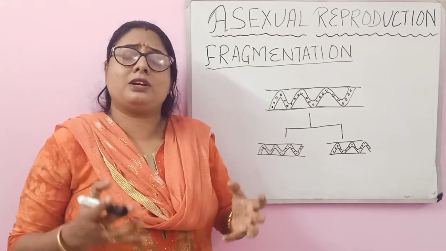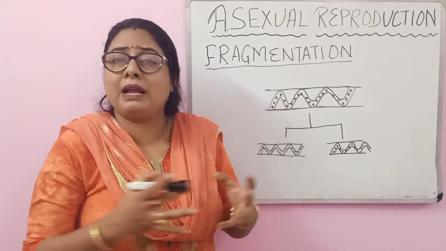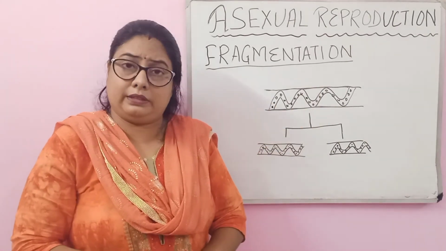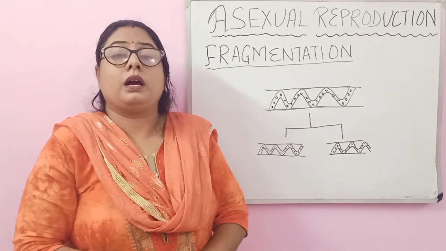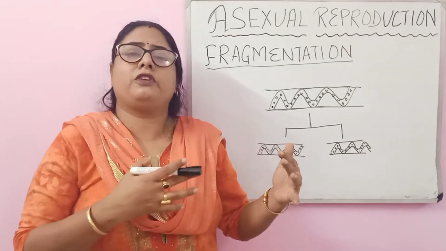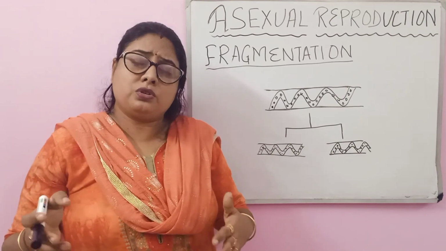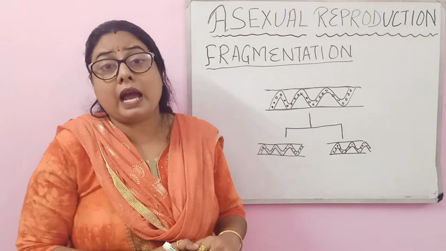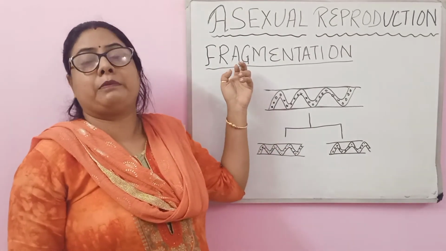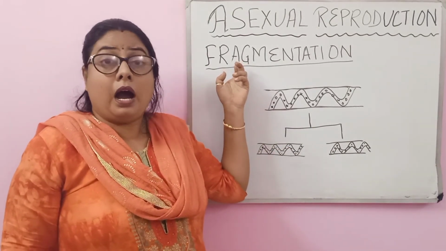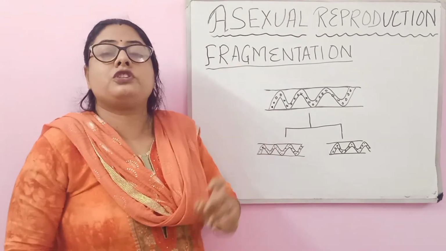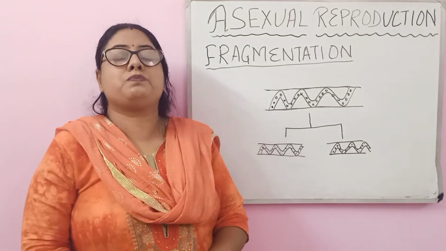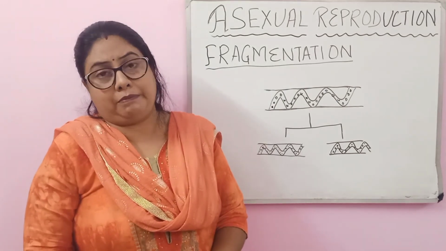Their body is just a mass of many cells aggregated together. And all the cells perform all types of function. So, such multicellular organisms can reproduce by fragmentation. But higher organisms which show body differentiation cannot reproduce by the method of fragmentation.